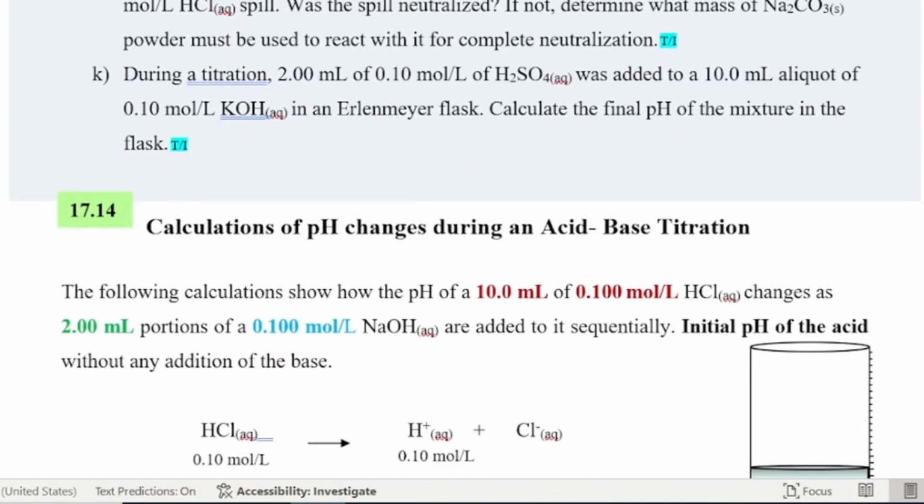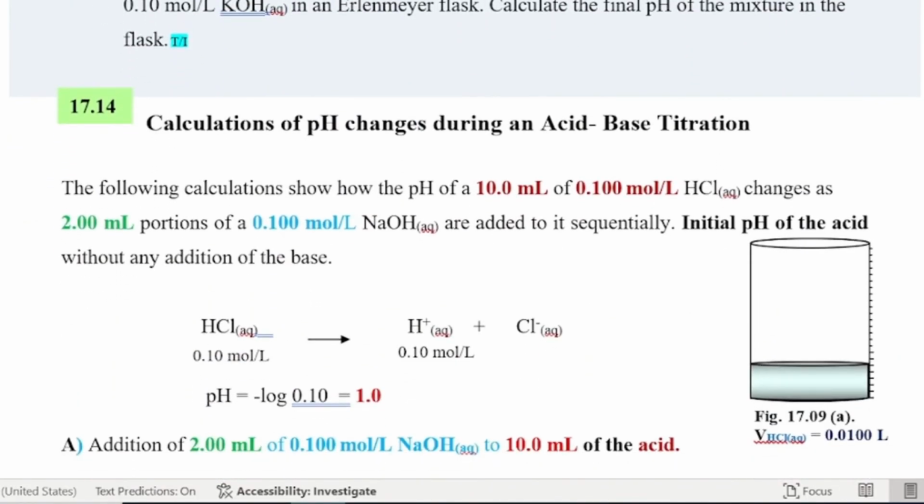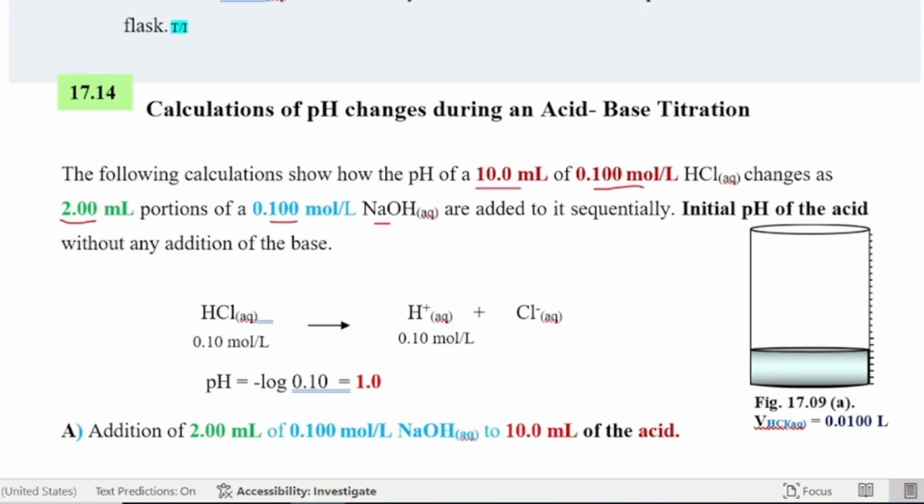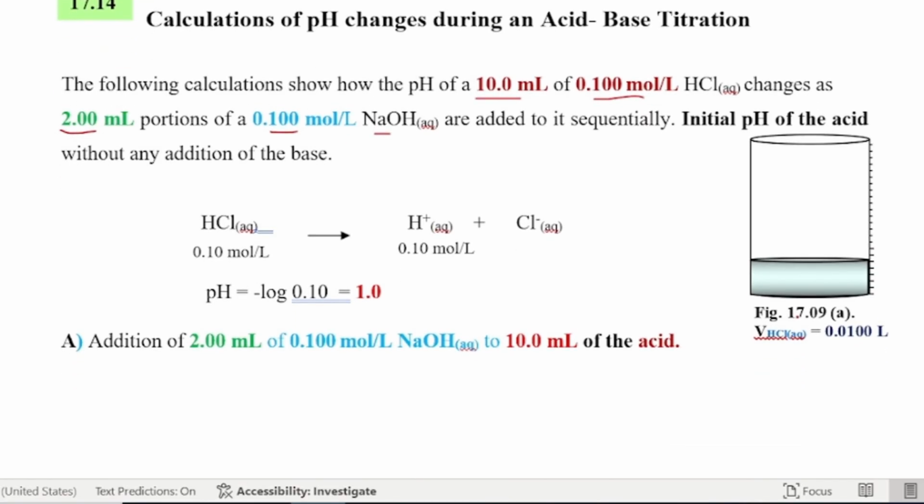Now, we'll do changes in pH here, right? Watch this now. You want to calculate a change in pH that happens if you have 10 milliliters of 0.1 mole per liter hydrochloric acid when sequentially you add 2 milliliter portions of 0.1 mole per liter of NaOH. So this is what we have here. We have an initial volume of HCl. This translates into that in liters. It's a monoprotic acid, it's strong.